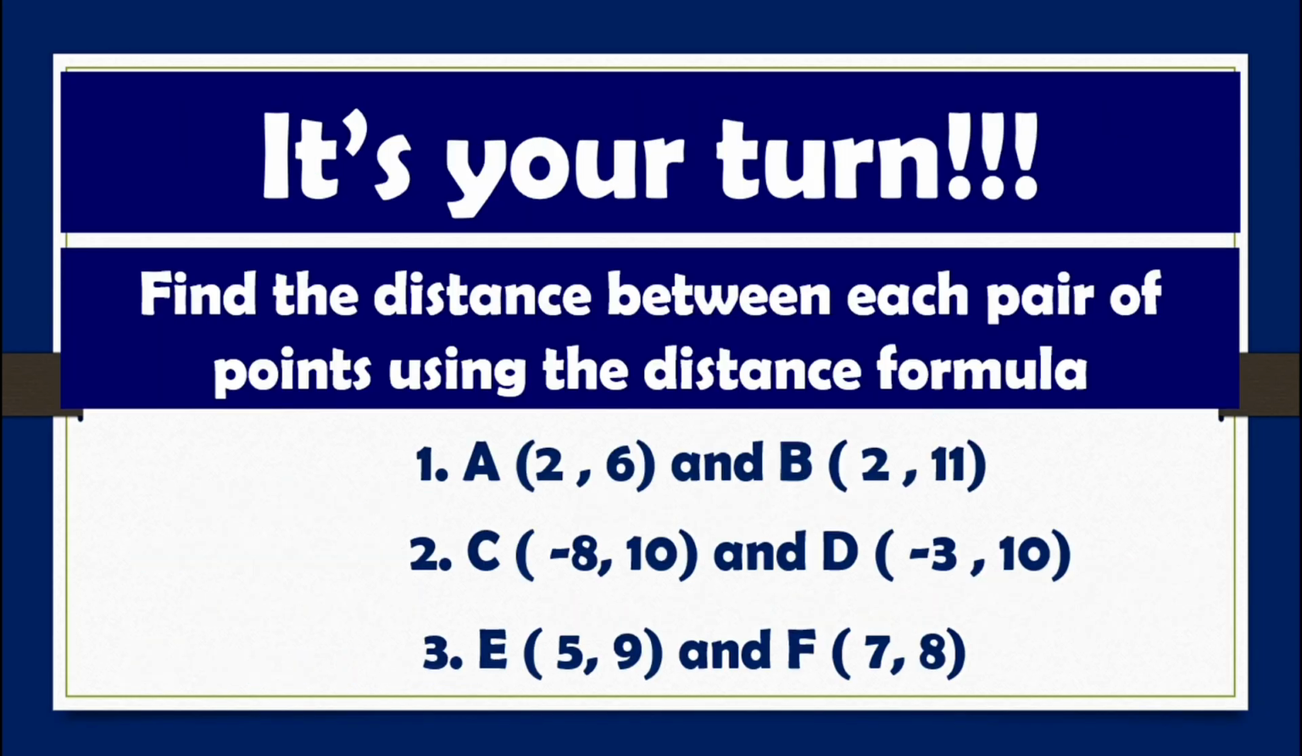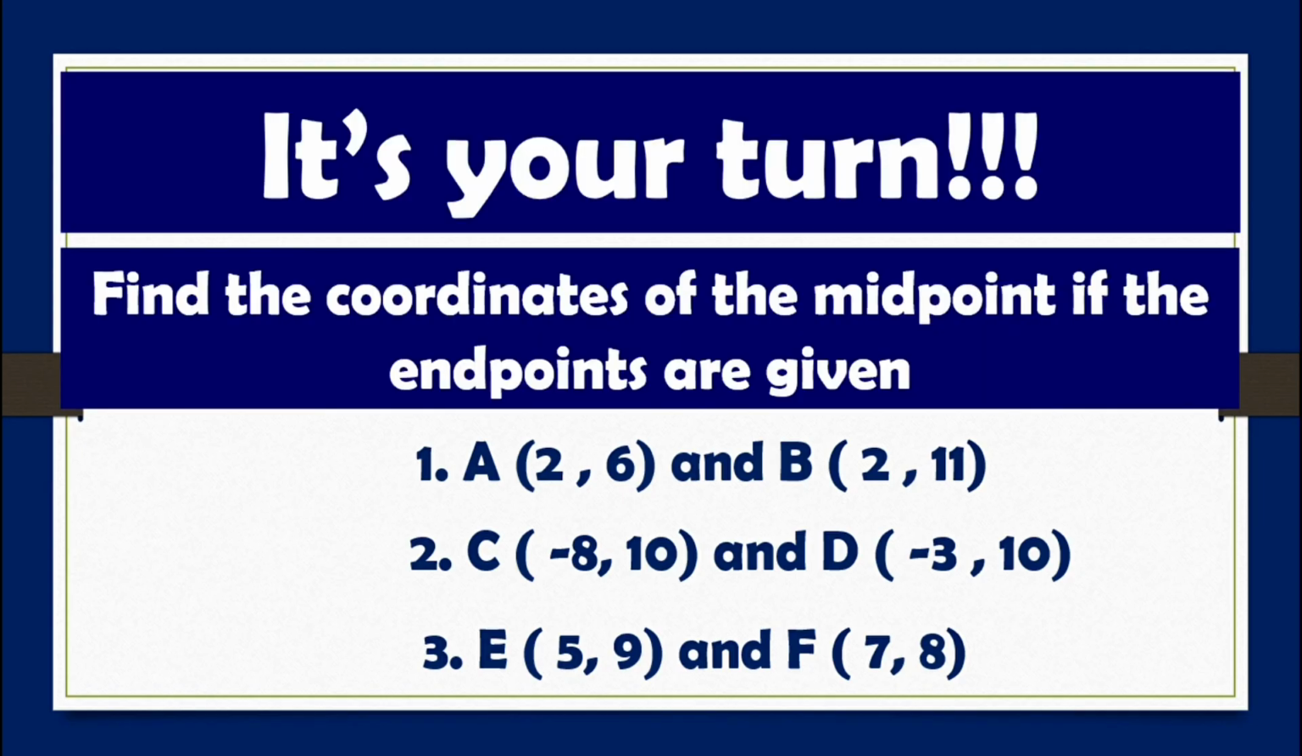This time it is your turn. Find the distance between each pair of points using the distance formula. Number 1, A has coordinates 2, 6, and B 2, 11. Second, point C has coordinates negative 8, 10, and point D has coordinates negative 3, 10. And the third one, point E has coordinates 5, 9, and F with coordinates 7, 8. Likewise, let us also find the coordinates of the midpoint of the given endpoints.